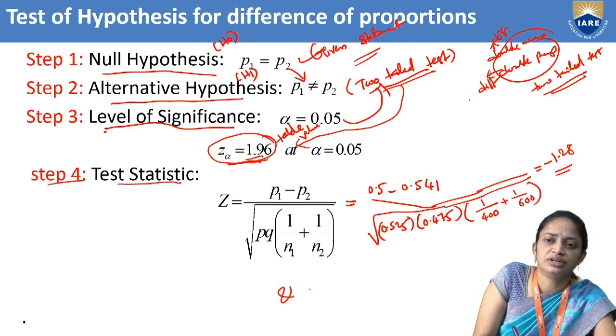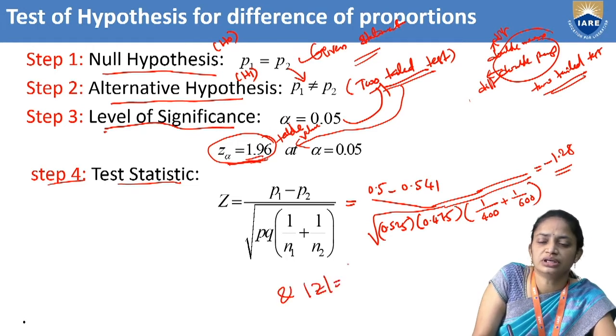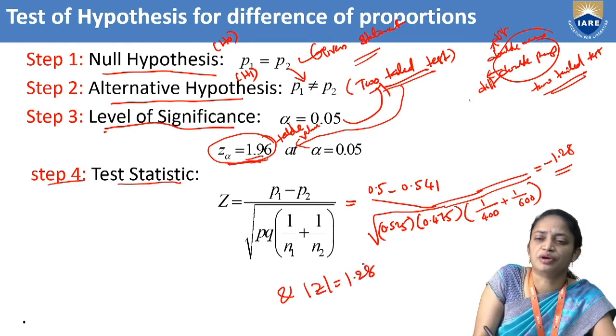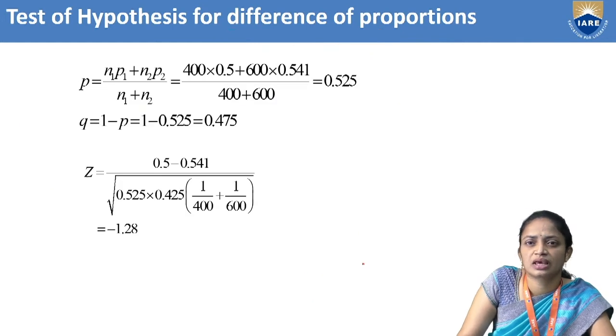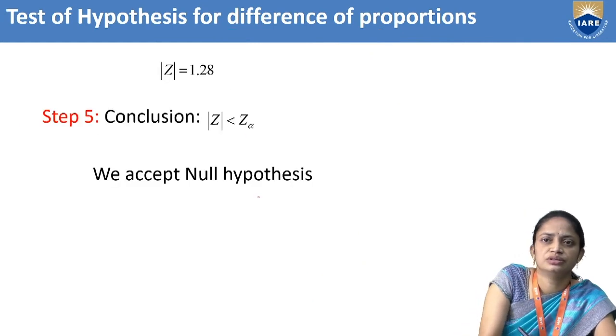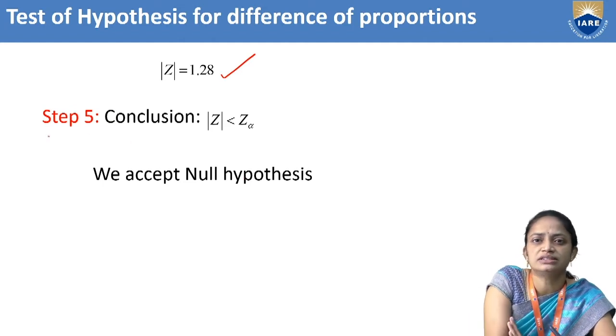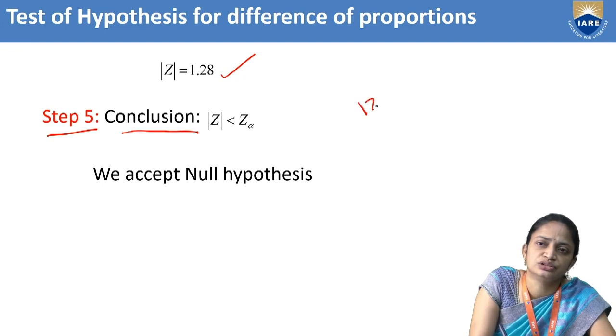But we need mod Z. That means we have to convert the solution into positive. So mod Z equals 1.28. Last step, that is the conclusion. So what is the conclusion here?